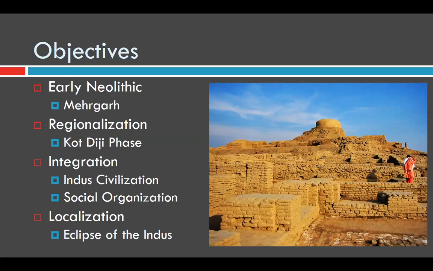So we'll talk first about the regionalization phase and Kotdigi, the distinctive red slip pottery phase that shows up. And then the era of integration when we see the Indus civilization coalesce around a central culture and theme. Talk a little bit about its unique social organization, which is a bit different than other ancient societies in terms of its approach. And then as things deteriorate and we see the eclipse of the Indus during the localization phase, when that large regional shared culture starts to break apart into localized groups once again.